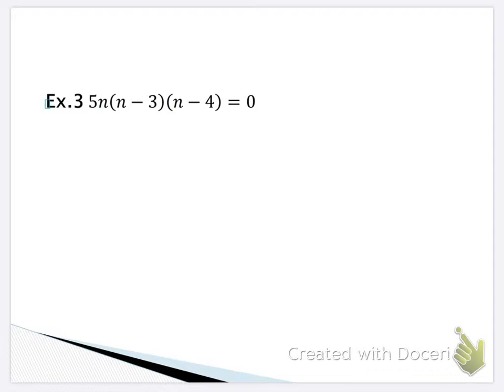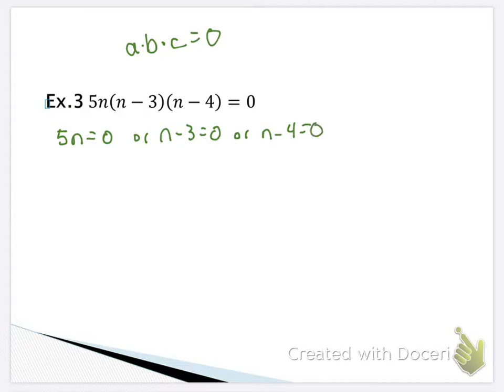This one is still the same idea, but we've added another thing happening. So instead of just a times b equaling 0, you have a times b times c equals 0, which means any of these factors could be 0. So you have 5n equals 0, or n minus 3 equals 0, or n minus 4 equals 0. In this first one, we want to get n by itself. Since it's multiplying, we've got to do the opposite and divide. So n equals 0.